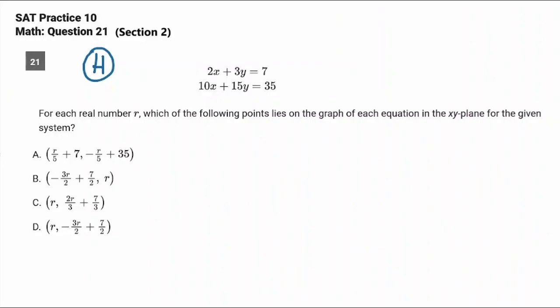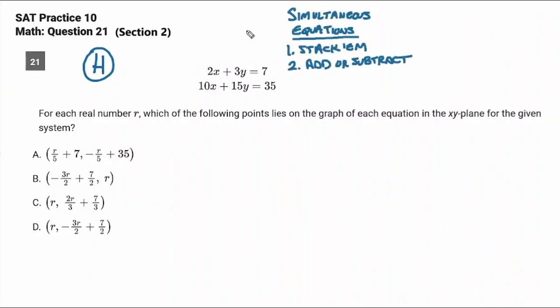All right, first of all, there's simultaneous equations going on here. How do I know? Because I got two equations. Simultaneous equations are always the same. You're going to stack them up and then add or subtract. Draw a line under the equations. Your goal when you add or subtract is to make x or y go away. Adding or subtracting these equations won't do that.